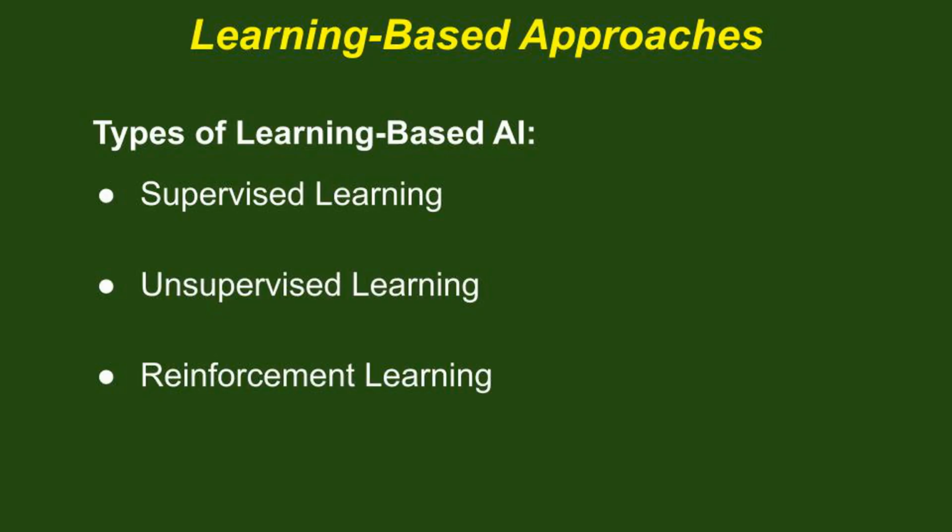Learning-based AI can be divided into three categories. Supervised learning, where the model learns from labeled data. That means we already know the correct answers during training. Unsupervised learning, where the model learns from unlabeled data. It tries to find patterns or groups on its own. Reinforcement learning, where the model learns by trial and error. It gets rewards for correct actions and penalties for wrong ones, just like how we learn from our experiences.